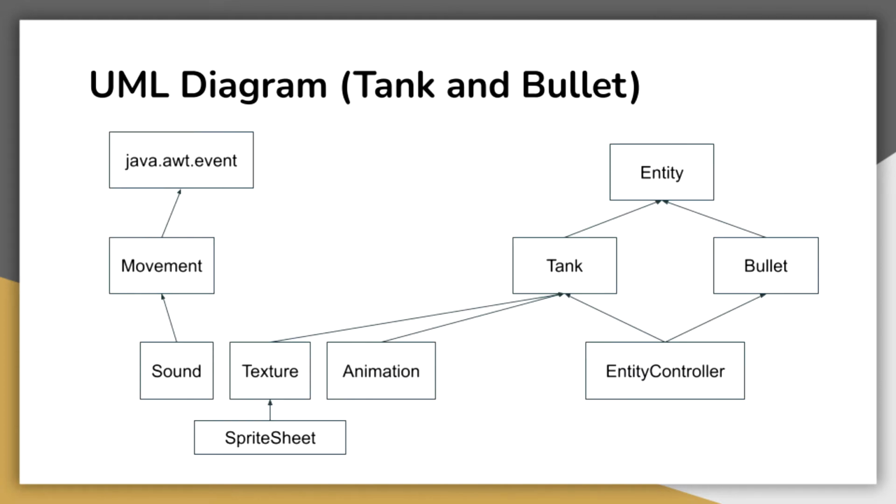For the tank and bullet classes as shown in this slide, the entity is the major class that extends the tank and bullet, as its main responsibility is to oversee their operations. From the tank class, texture and animation are required to ensure that the class runs smoothly. For the movement class, it relies on java.awt.event in retrieving the keyboard input and outputting the sound class. This is the core object interaction for the game.